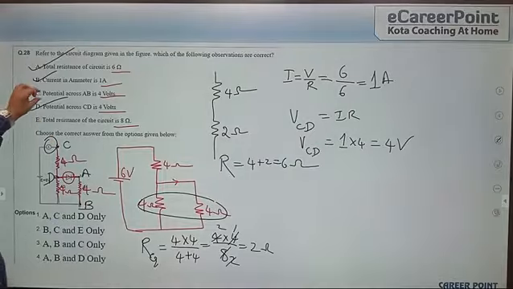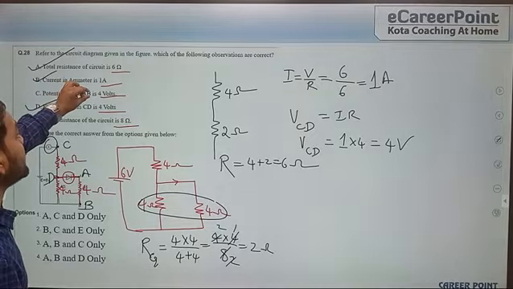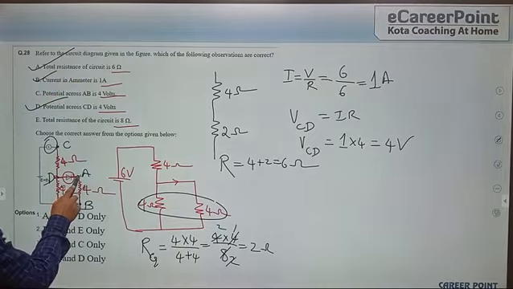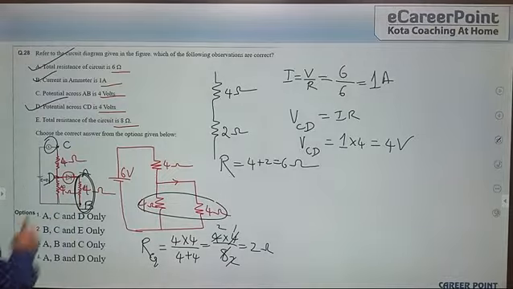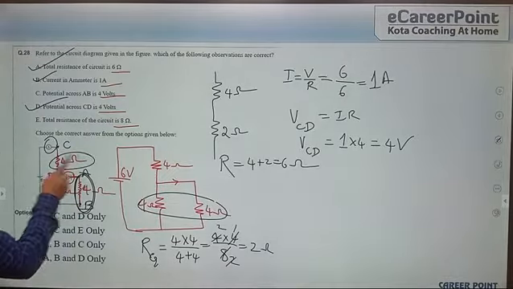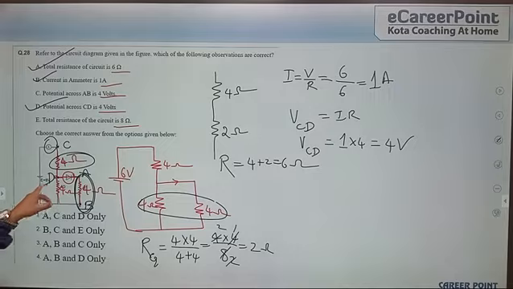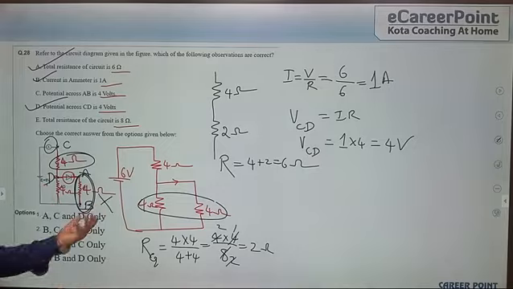So here you see potential difference AB is given as 4 volts. So here it is not 4 volts. The 4 volts is already dropped here. The total is 6 and 4 is there. So for that reason we can tell that AB is not going to be 4 volts.